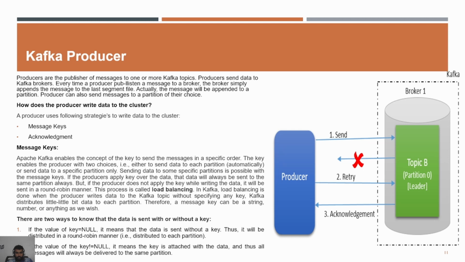There are two ways to know whether the data is sent with or without a key. If the value of the key equals null, it means that the data is sent without a key. Thus, it will be distributed in a round-robin manner. If the value of the key does not equal null, it means the key is attached with the data, and thus all messages will always be delivered to the same partition.